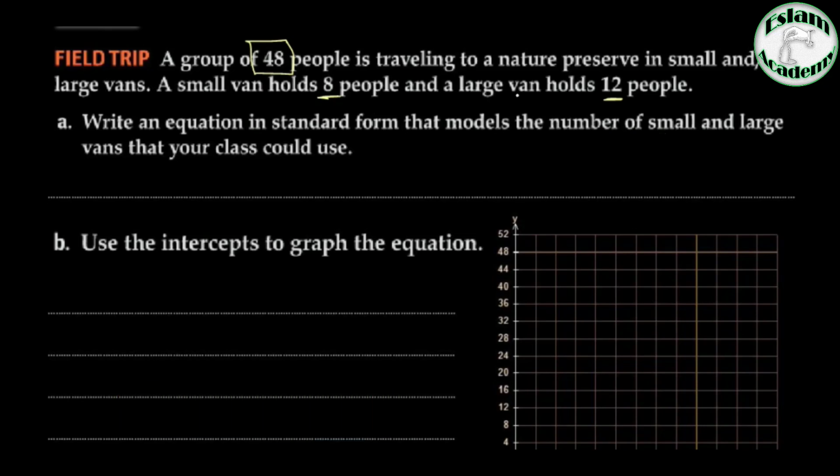For the first one, let the small van be x and the large one be y. The small van can hold 8, so it means 8 multiplied by the number of small vans, plus, let the second one be y, 12 multiplied by the number of large vans, to make the total equal to 48.